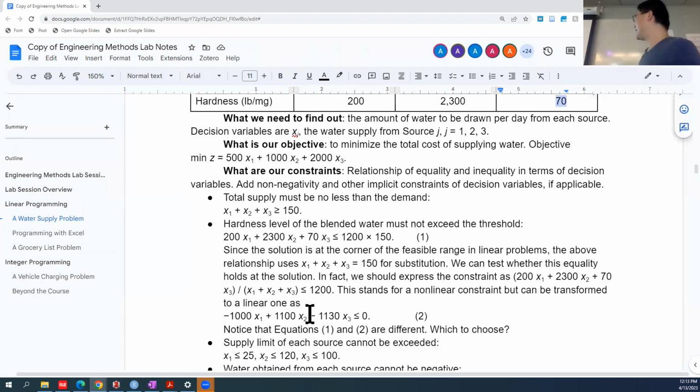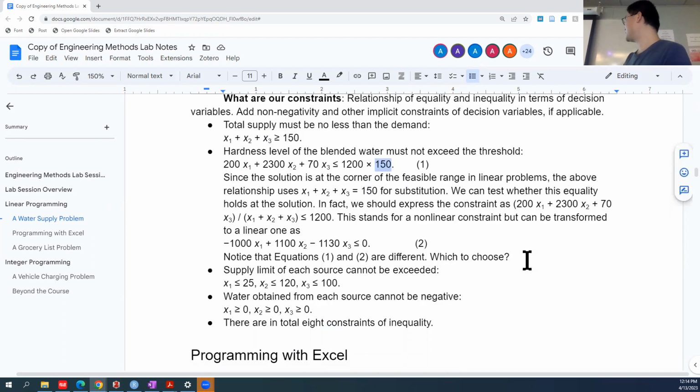All right. I got this because I used a trick that in this simple problem, usually the constraint is met at the corner. So if this constraint is greater or equal to the total demand at the optimal solution, this is usually satisfied in a way that the equality holds. So I simply used that X1, 2, 3 summed up to 150.